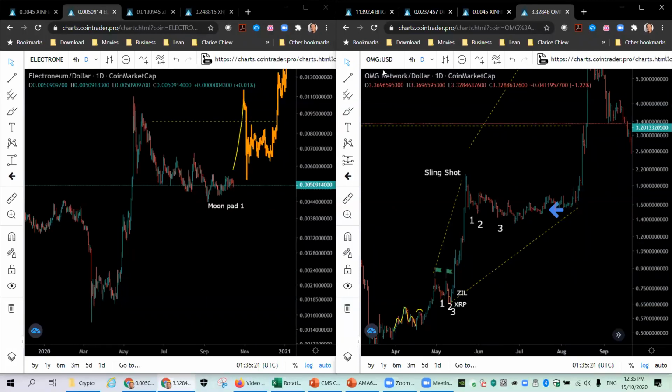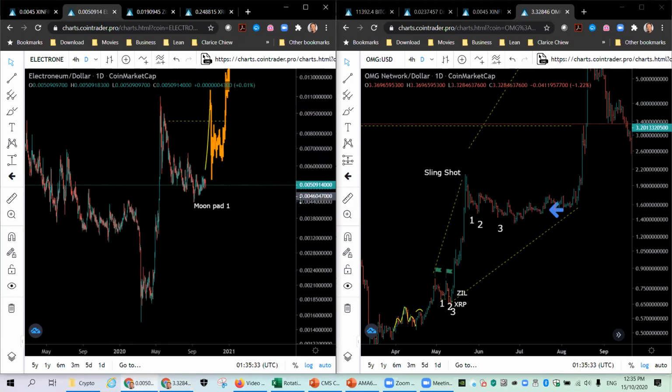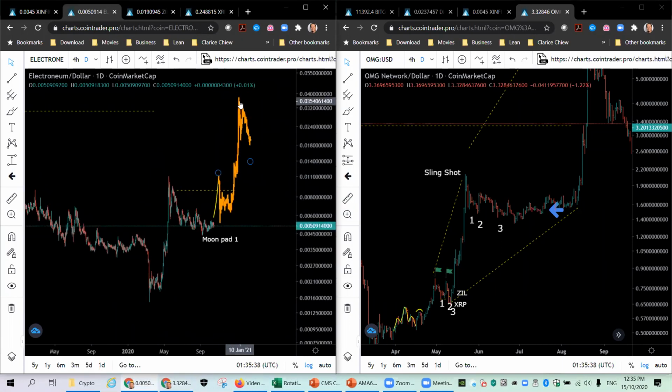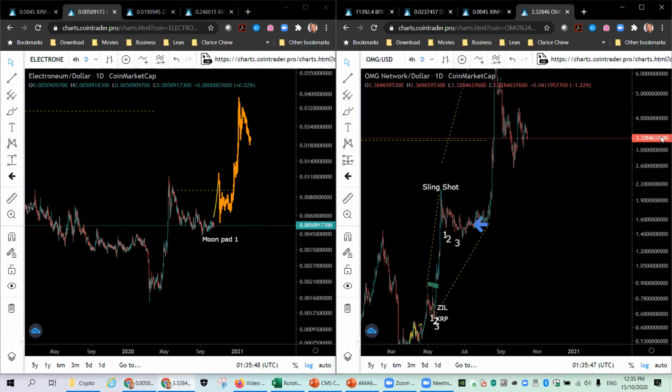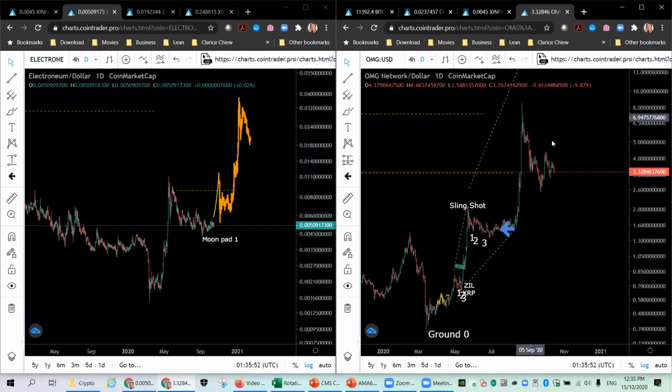Now watch out, Electroneum should be fairly volatile, and I would expect ETN to have a major correction as well. So it might go up into around, let's see, what did I say, 3.6 cents, 4 cents. Yeah, it might go up to 4 cents, but expect a major correction to come back down, just like what OMG did. So don't try to hold on to your ETN. If it goes up big time, the correction will be significant. So that's for ETN. Okay.